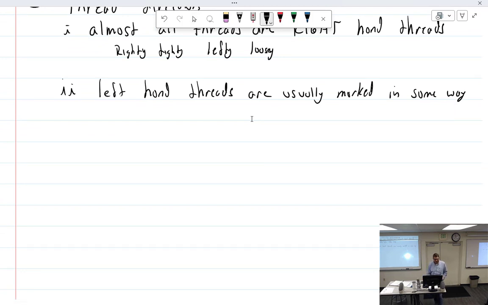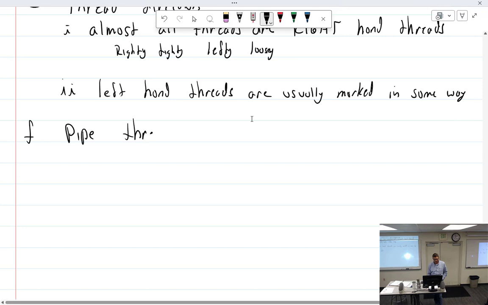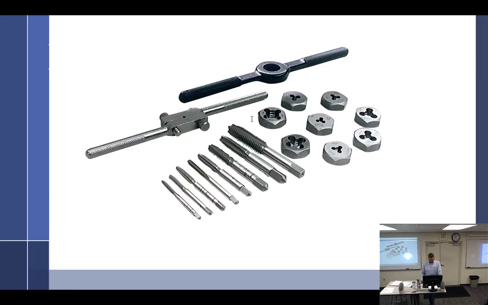Okay, that brings me to pipe threads. Let's see what I got going on here. What kind of pictures do I have? Just not working. That's the only picture. Now we're stuck. Uh-oh. Just work with it. We're talking about tapping dies forever now.